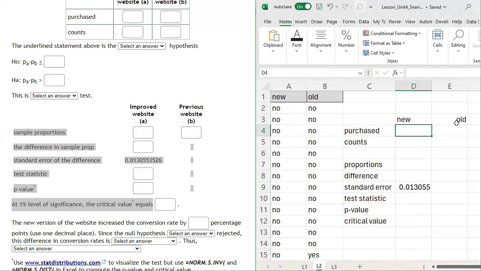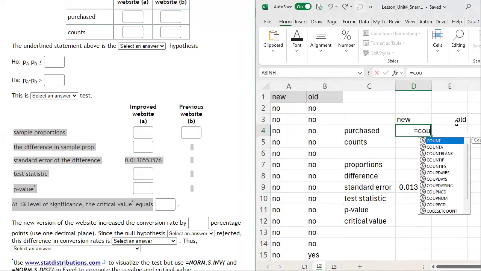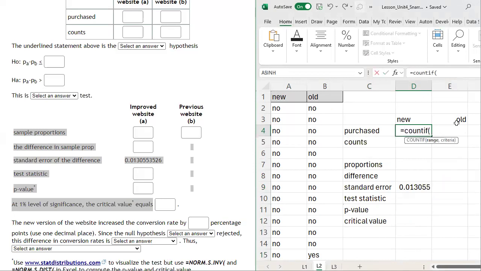One way to count the number of purchases is to type equal COUNTIF. And then I'm going to type new. I'm going to get an error, so don't worry about it. And I'm going to type quote, yes, close quote, close parenthesis. Now I'm going to get an error because I haven't defined new yet.